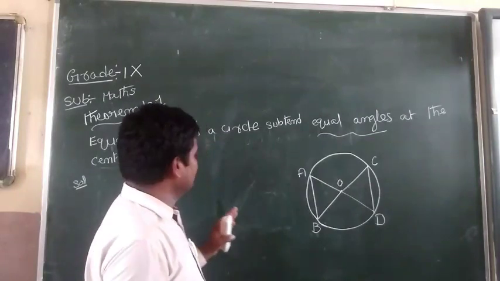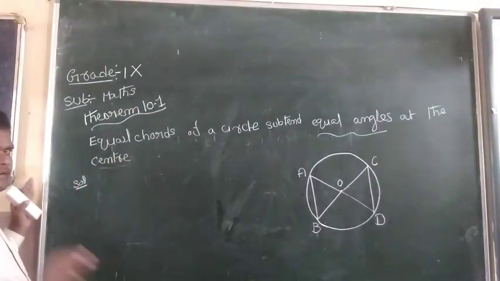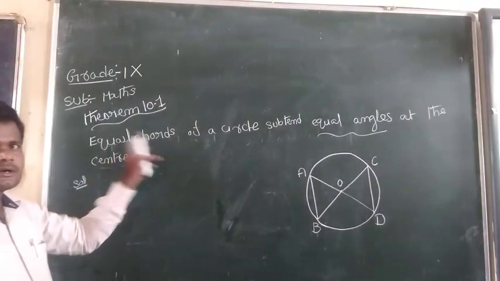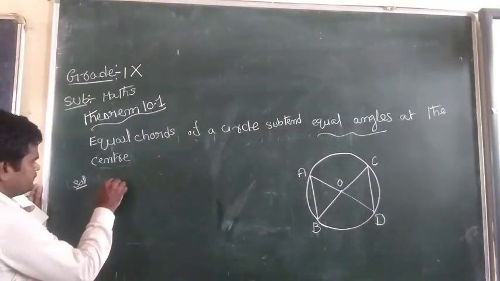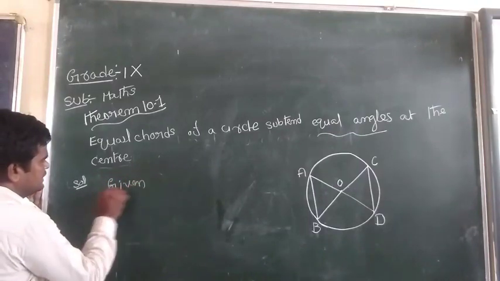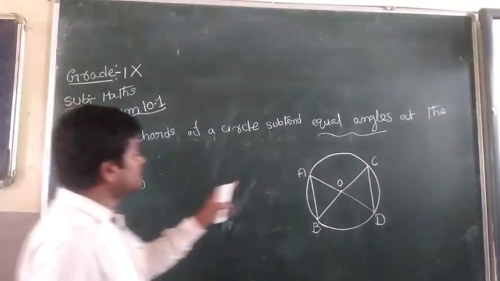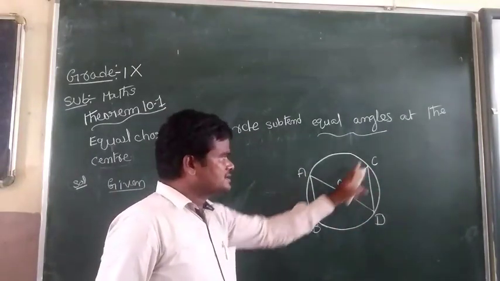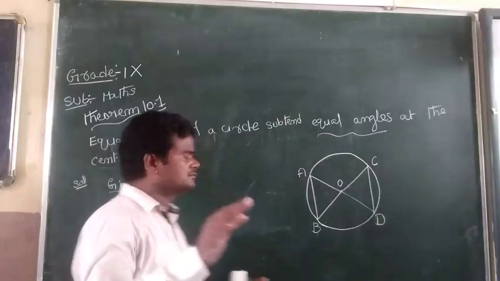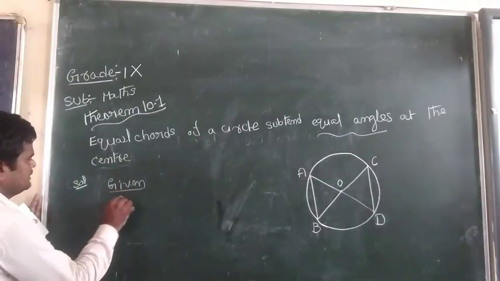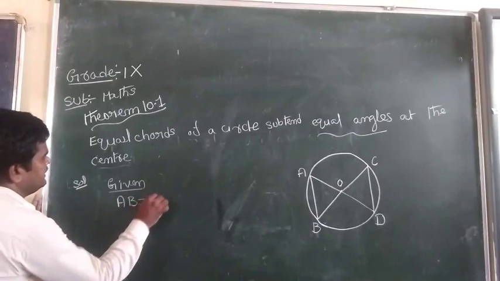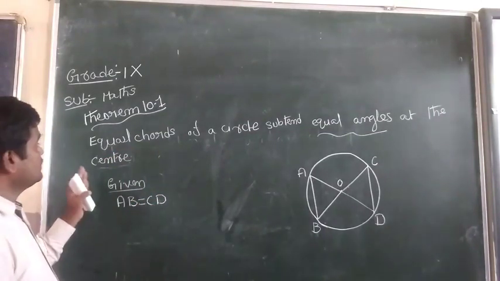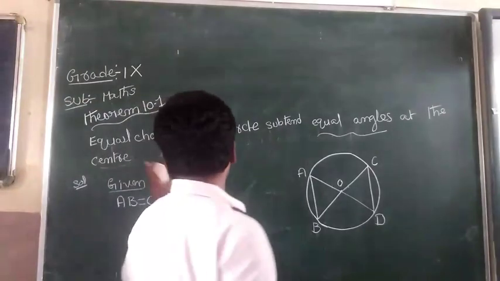So first we have to write the given. What is given? Equal chords. What are the chords here? AB equals CD. These two chords are equal. So given that AB equals CD, this is the given. And what do you have to prove?